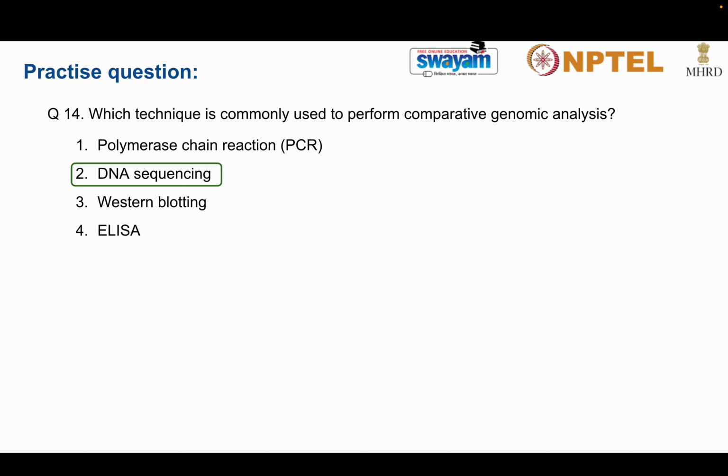The correct answer is DNA sequencing. Many of you will be confused that why not polymerase chain reaction? Because that is the first step which we perform whenever we perform genome analysis. Why is it DNA sequencing? So when we are performing comparative genomic analysis, that means we'll be comparing the DNA sequences from multiple species. So the DNA sequencing is the commonly used. Polymerase chain reaction is generally done to amplify the sample which you have, but it is not very commonly used. The most common among all of these is the DNA sequencing.